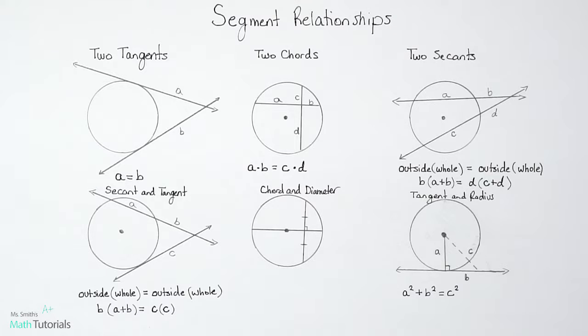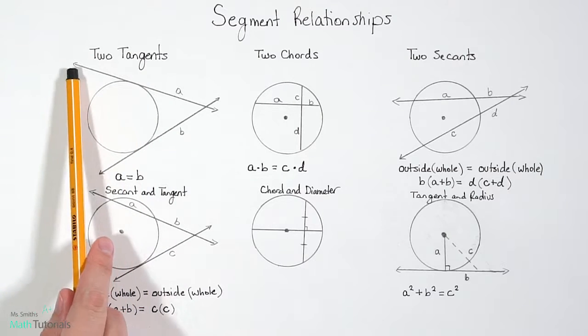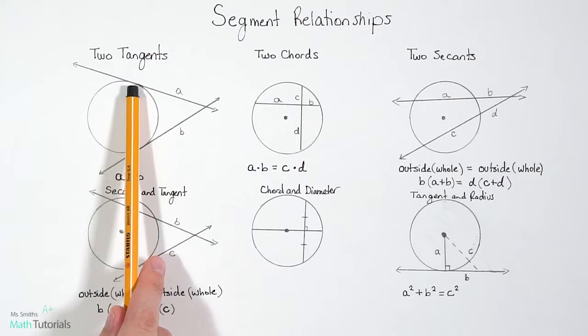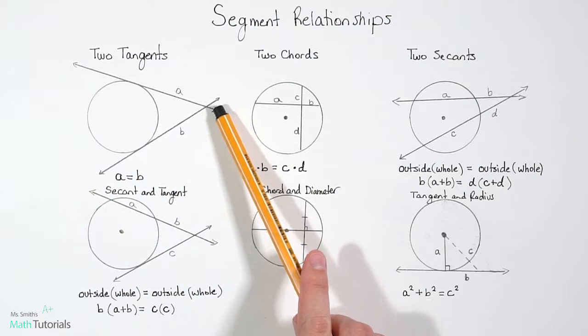I'm Miss Smith. In this video, we're going to be talking about segment relationships with circles. So the first segment relationship we're going to look at would be two tangents. So notice that tangents just barely touch the circle and then they keep going. And here we have two of them.